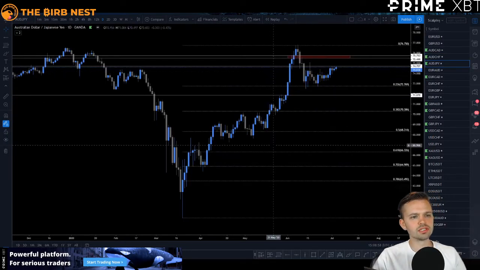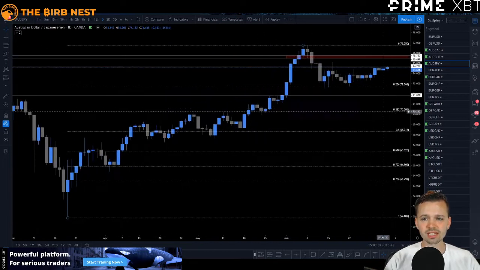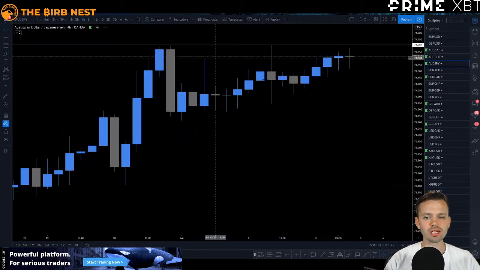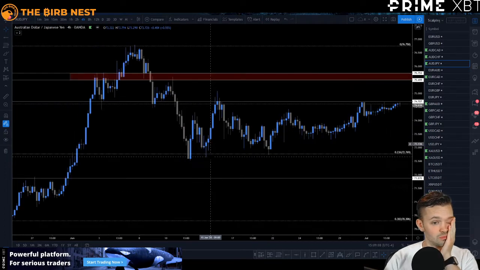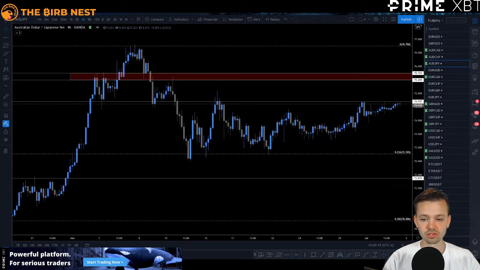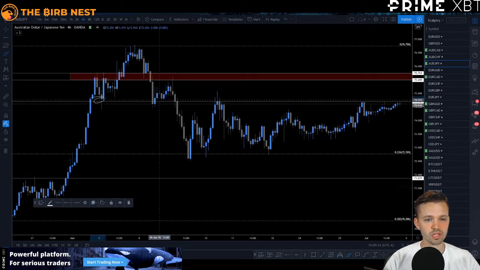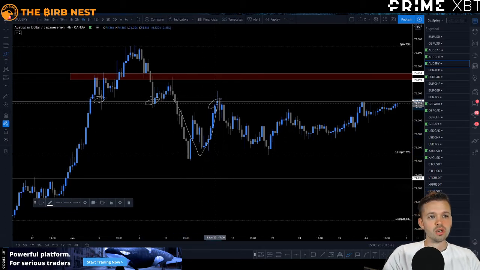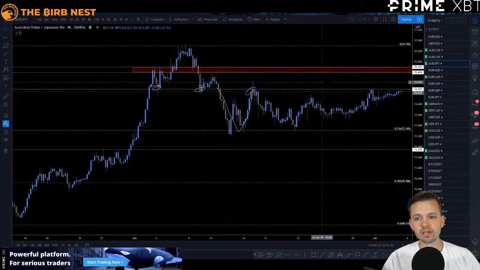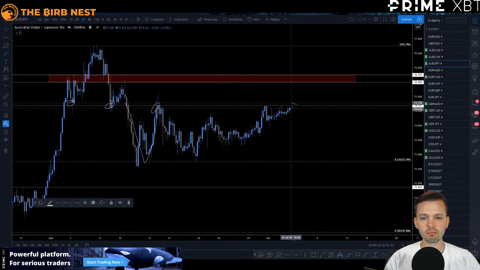Australian dollar versus the Japanese yen. So we have a pretty clear level right here, right? Pretty clear level right here. Let's look at the 4 hour. This is looking very similar to the Australian dollar versus Swiss franc, right? So we got support here, broke down, resistance, swing failure right here, and yeah, so I'm looking for a breakout here.